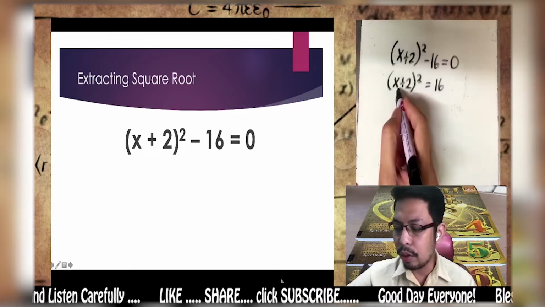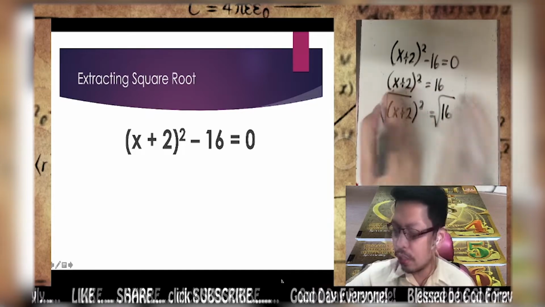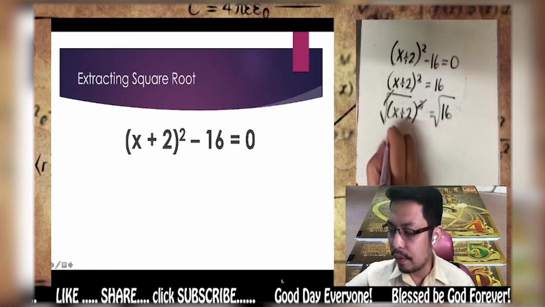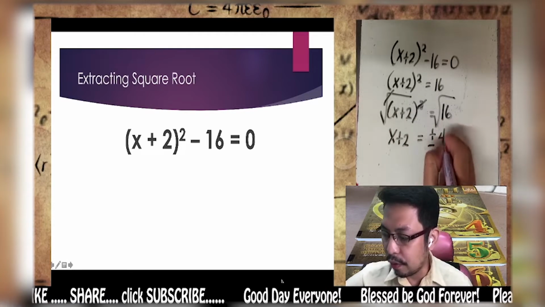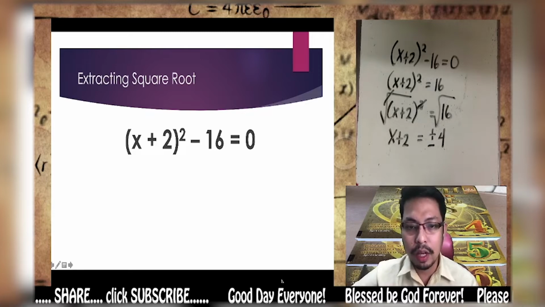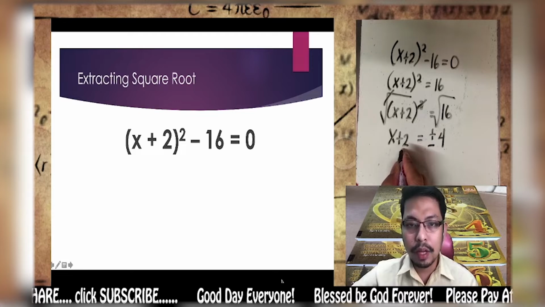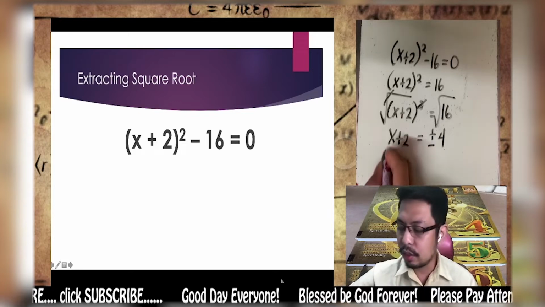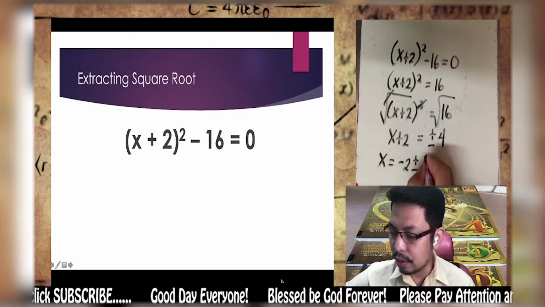Now we have to square root both sides of the equation. This cancels, and we have x plus 2 is equal to plus or minus 4. The square root of 16 is plus or minus 4. So we transpose positive 2 to the other side. So we have x is equal to negative 2 plus or minus 4.